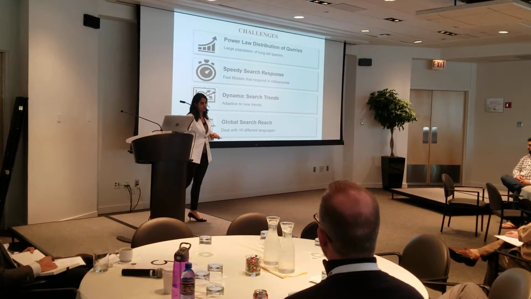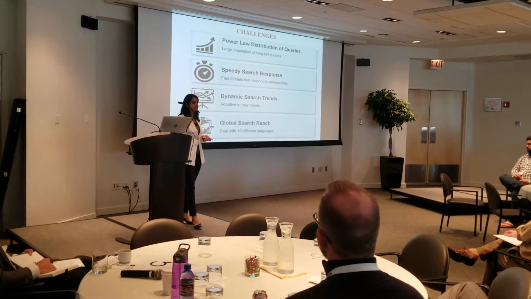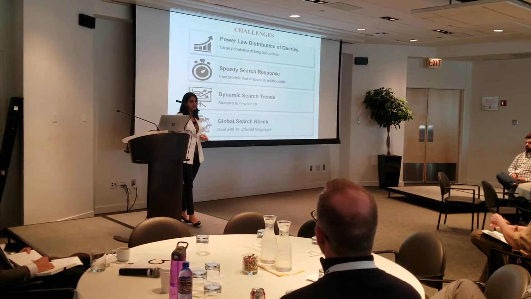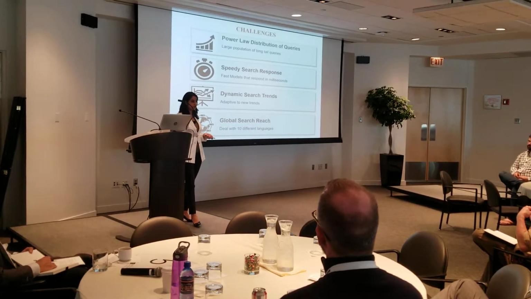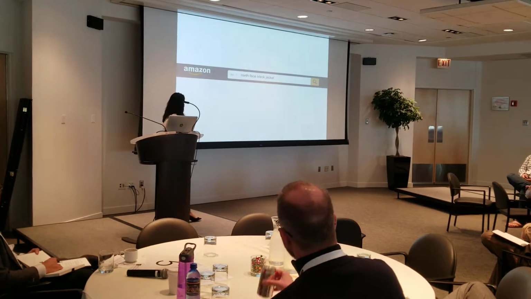And then we have global reach. So Amazon right now is in 180 countries. We deal with 10 different languages, and with that massive scale and those different languages, our algorithms should be adaptive to these things. So that's a big challenge too.